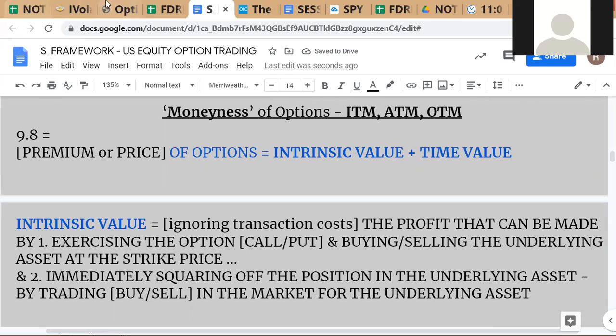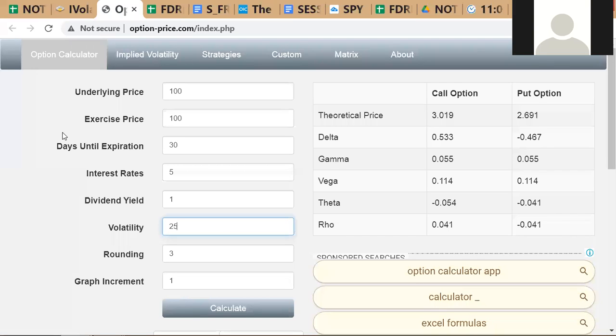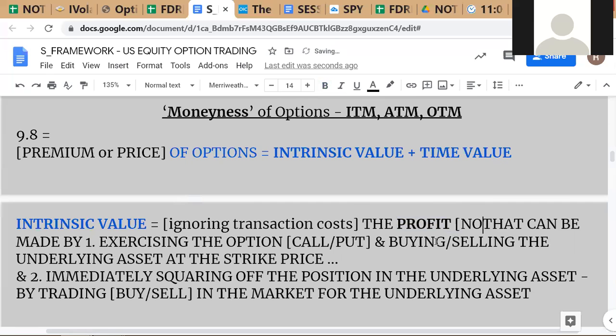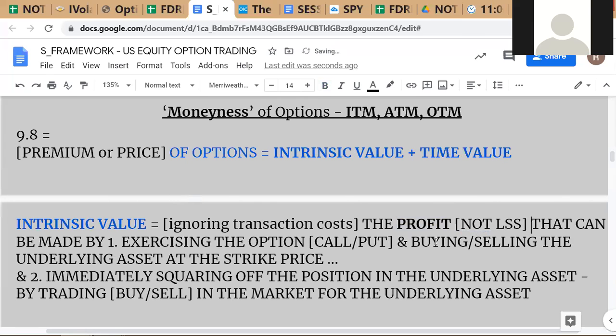So when you want to answer this question of what is the intrinsic value of this option, of any option, all right? So what did we learn here? That the option premium or price consists of IV and TV. So what is IV? How should we understand IV? Well, IV is the profit, okay? Let me make this clear, not loss.